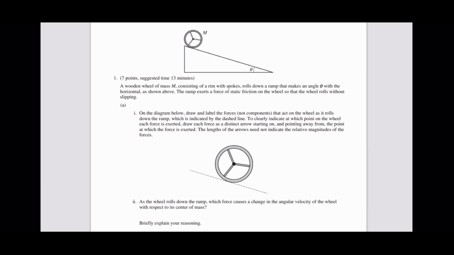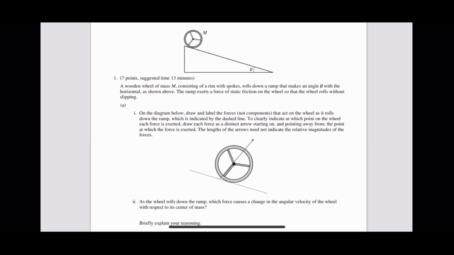So the first thing we have to do is identify which forces are acting on this wheel, and we already know one of them because it was in the description, and that is the force of static friction. Also, the wheel has a mass, so we know it's going to have a force of gravity, and since the wheel is in contact with the ramp, there's going to be a normal force. So now we just have to draw these arrows.